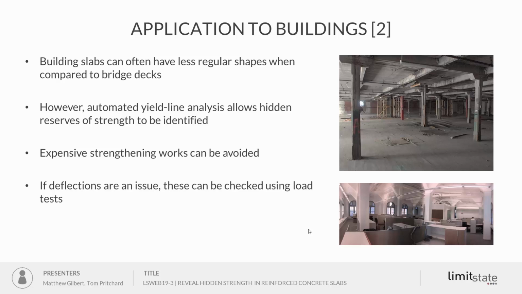If you've got an existing building, you might find that the automated yield line method can identify hidden reserves of strength. If it does, expensive strengthening work can be avoided. One of the things about concrete buildings is it tends to be very expensive when you come to strengthening. And the other thing to say is often building floor plates are a bit more complex compared to bridge decks, so it's less likely that we could replicate the method that Middleton proposed for identifying a range of 20 or 30 different patterns.